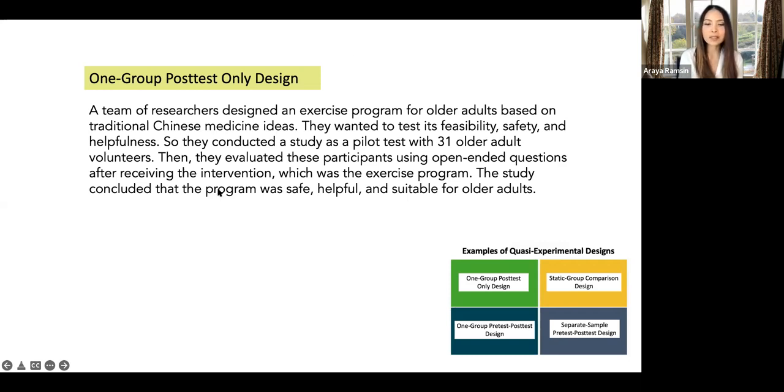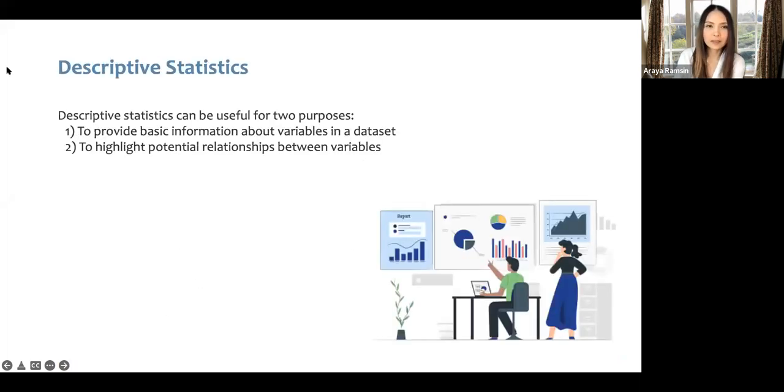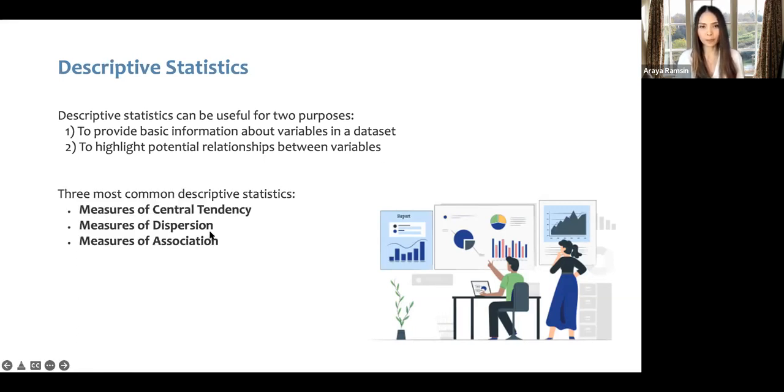Okay, so these are some examples of quasi-experimental designs. Now I'm going to move on and talk about data analysis. First, we'll take a look at descriptive statistics. Descriptive statistics can be useful for two purposes. First, when you want to provide basic information about variables in a data set, and also you can use descriptive statistics to highlight potential relationships between variables. Those are the two main purposes of descriptive statistics.